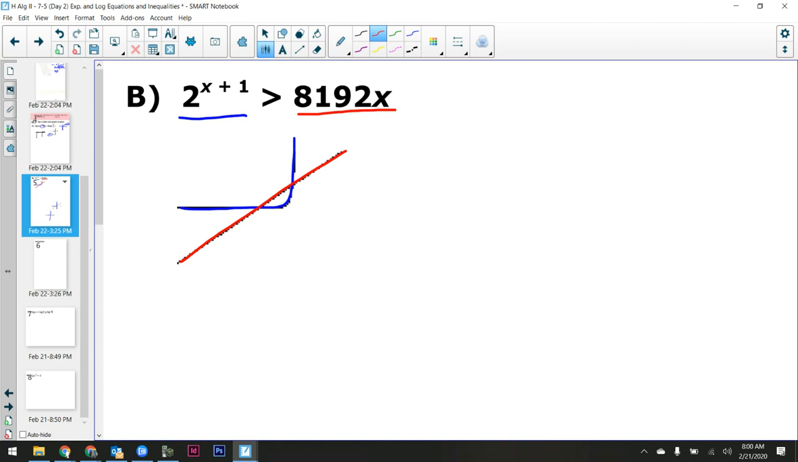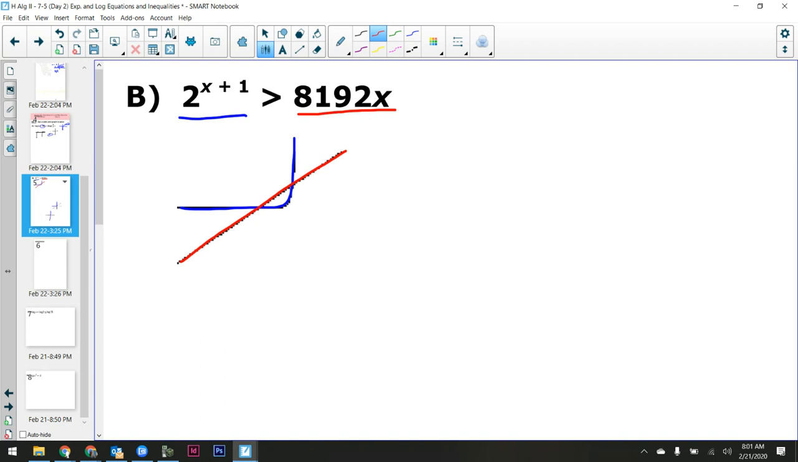What do we want to know? How do I state this? We need the exponential to be bigger than the linear, right? Take a look at the actual inequality. The exponential needs to be greater than the linear. 2 to the x plus 1 needs to be greater than 8,192x.